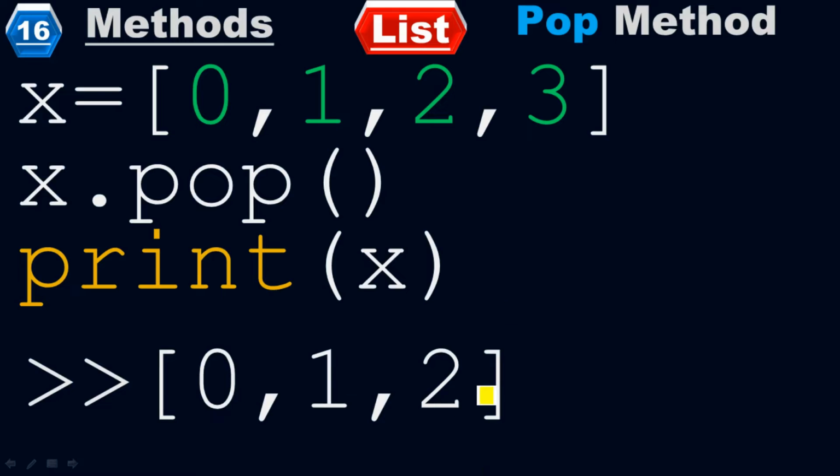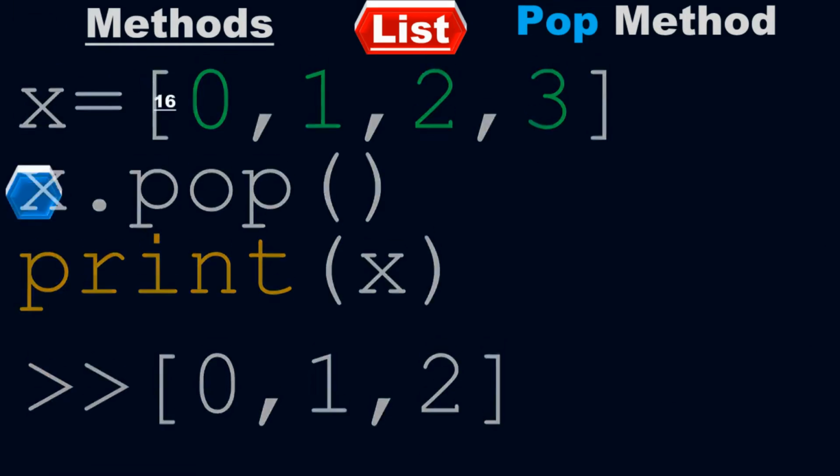Look, in the list we have only 0, 1, 2. The last element, which is the 3, has been removed as we use the pop function. So there is no more 3 in the output. In the output you will get only the first 3 elements where the last element has been removed. So that's what pop function does.